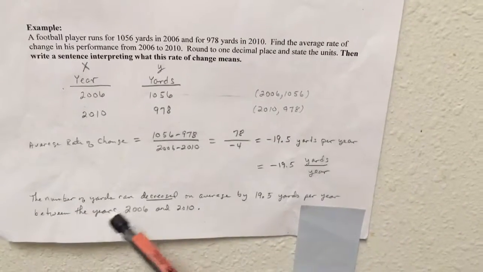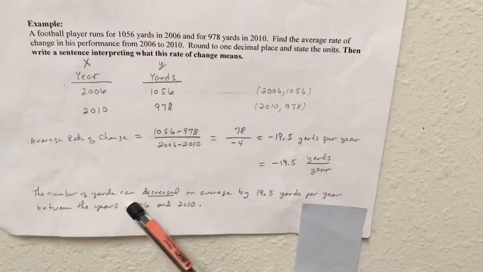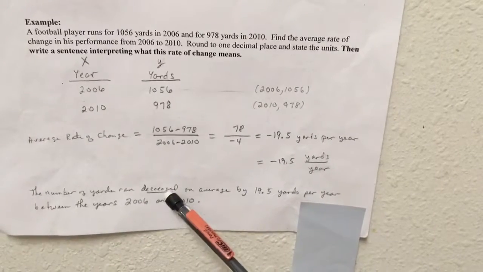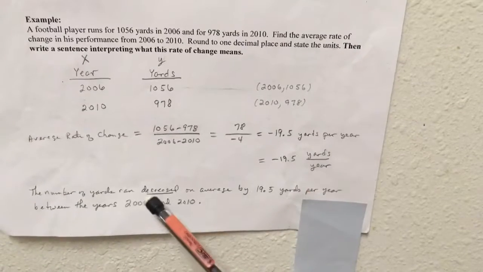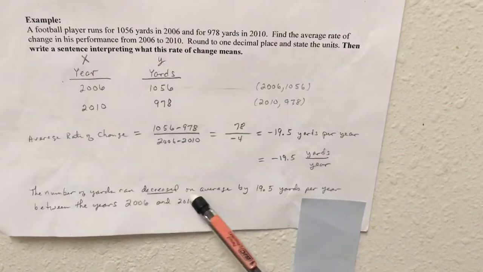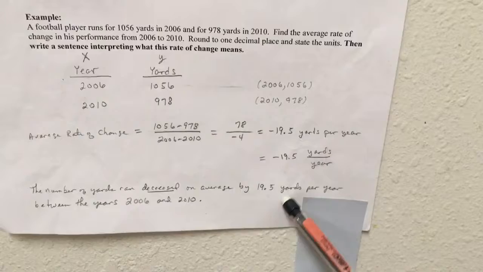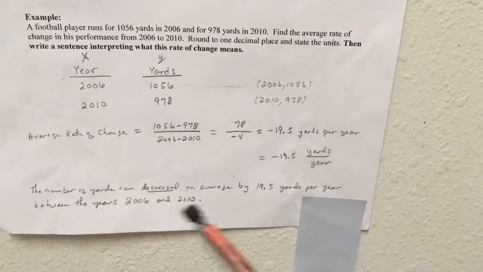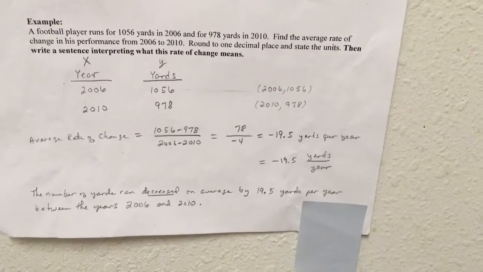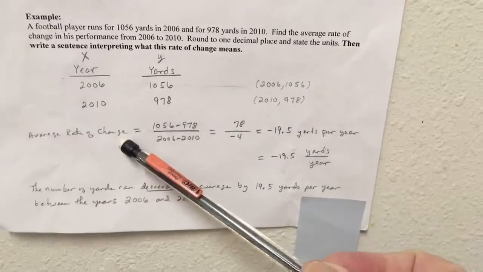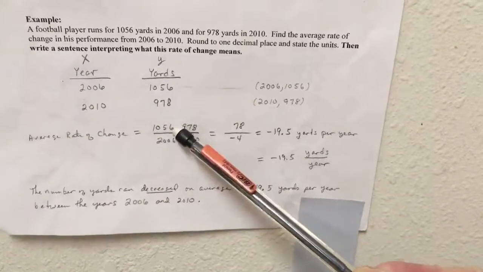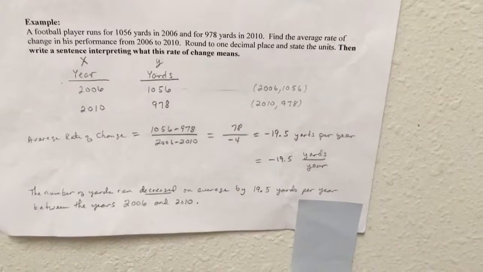So in a sentence, we can write: the number of yards ran decreased because the average rate of change is negative. The number of yards ran decreased on average by 19.5 yards per year between the years 2006 and 2010. So calculating the average rate of change in this example is just like calculating the slope of a straight line.